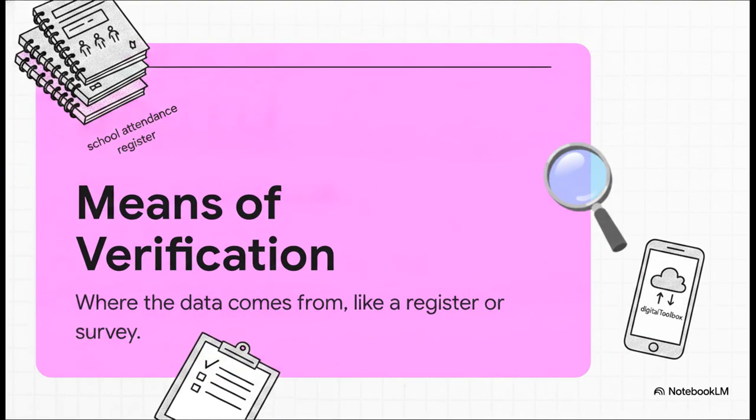The third piece is the means of verification. Now, I know that sounds like a bunch of heavy M&E jargon, but really it's just asking a simple question. Where is this data actually coming from? In everyday field reality, this means pointing directly to your source. Is it a school attendance register? Is it a household survey? Or maybe it's digital records collected by your field officers using Kobo Toolbox. You have to specify exactly where that proof lives.